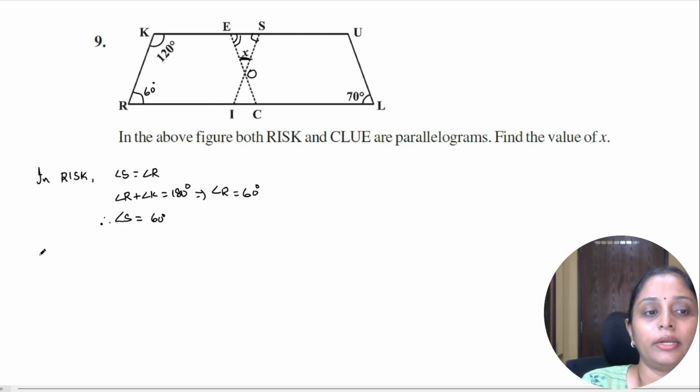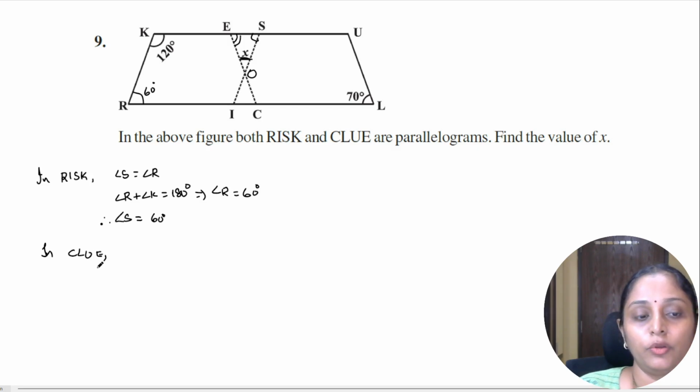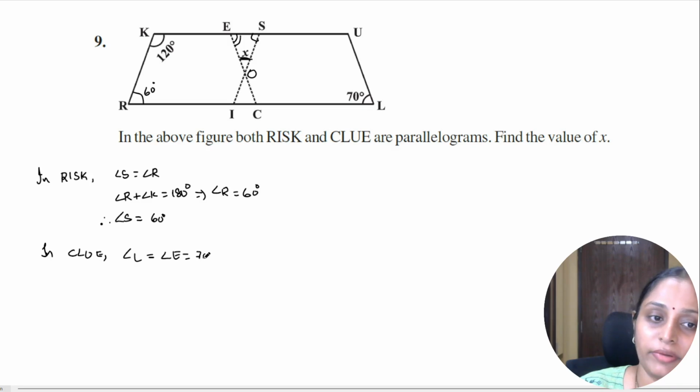If you look at parallelogram CLUE, L is opposite to E. Angle L is equal to angle E. Why? Because in a parallelogram, opposite angles are equal in measure. Now, L is 70 degrees, that means E is also 70 degrees.